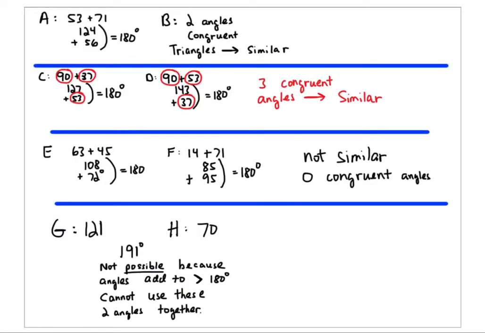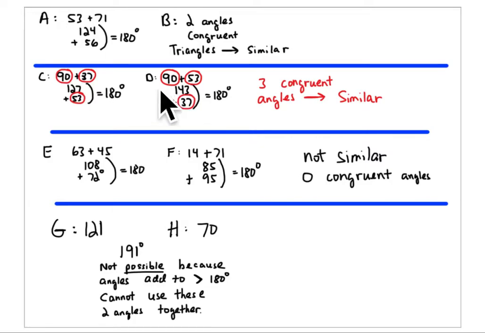These are the practice problems for Lesson 8. In the first problem, they give you 4 different pairs of angles and ask you whether or not these triangles are similar. And to have triangles be similar, you just need 2 of the angles to be congruent. That forces the third angle to be congruent because remember, they have to add to 180 degrees.